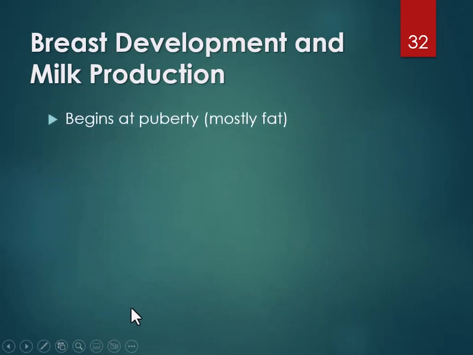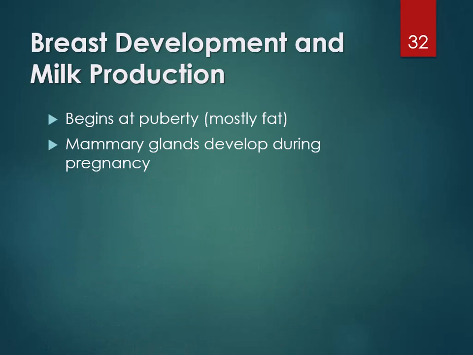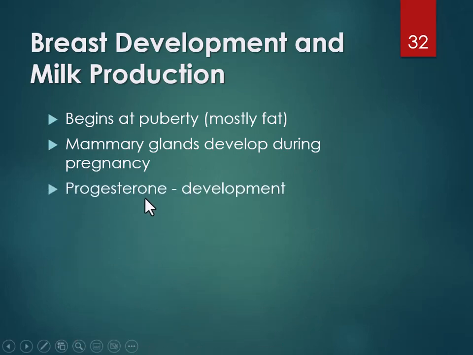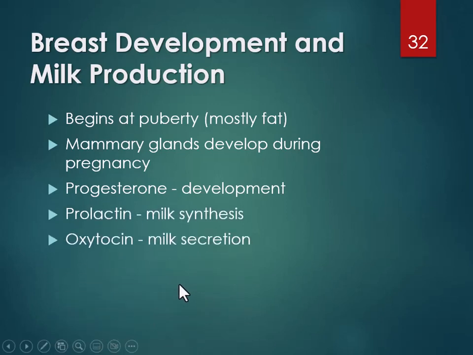Again, breast development occurs at puberty, but mammary glands and ducts will not start to develop until pregnancy. Progesterone is what causes that to happen. And that's high during pregnancy, remember, because you've got to maintain the lining of the uterus or maintain a pregnancy. That's all due to progesterone. So progesterone makes the boobs, prolactin makes the milk, and oxytocin allows for milk letdown or milk secretion to occur. Lots of hormones going on during pregnancy.